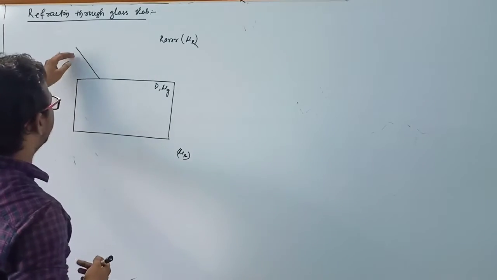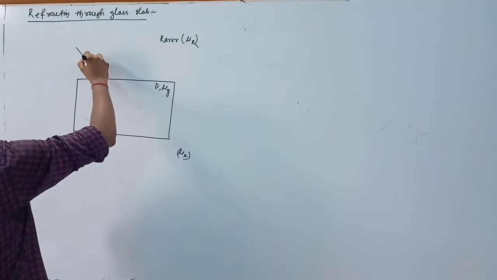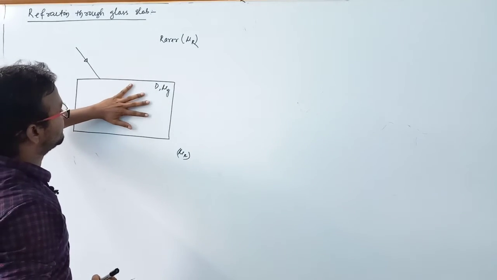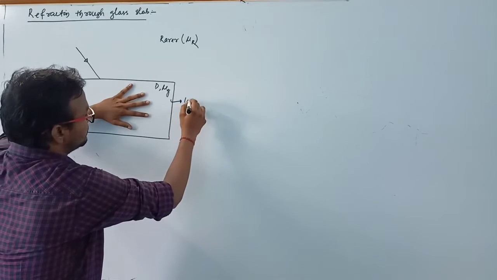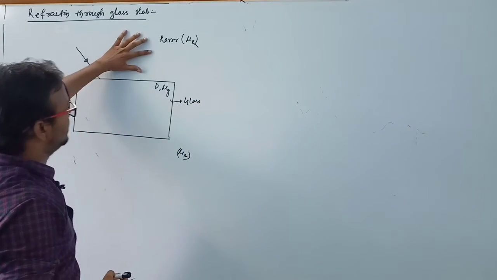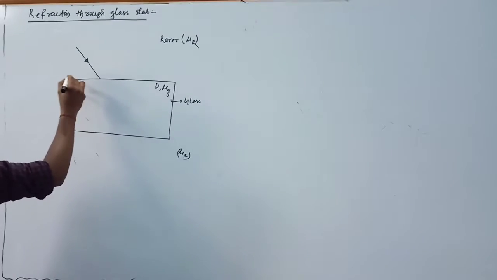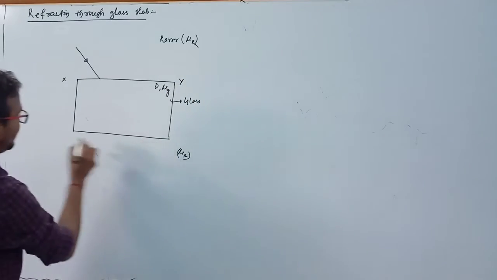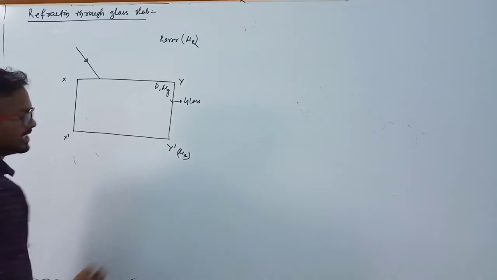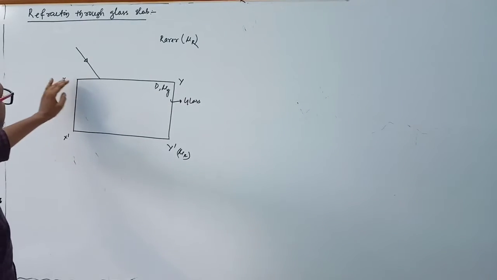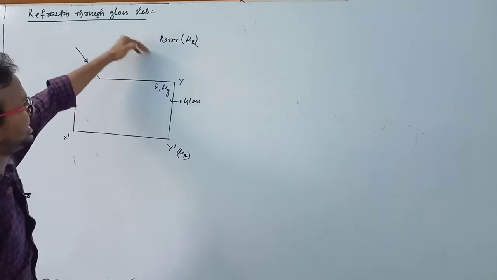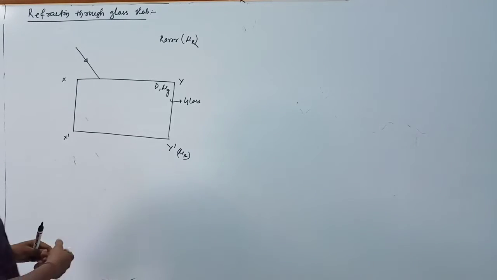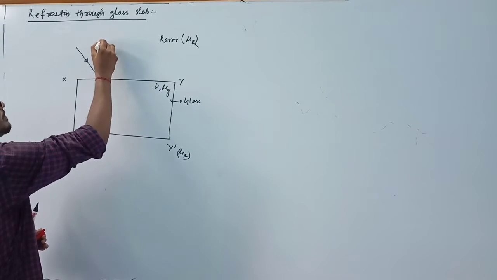Clear? When the incident ray is incident on the refracting surface or interface which separates the two media, because this medium is glass medium, this is the glass slab, and this medium is rarer medium, and this is the interface. Suppose this interface is x, y, and there is another interface which is x dash and y dash. Now first we will see refraction through the interface x, y separating rarer medium and denser medium, that means glass medium. Now we have to draw a normal at the point of incidence, and this is the normal.